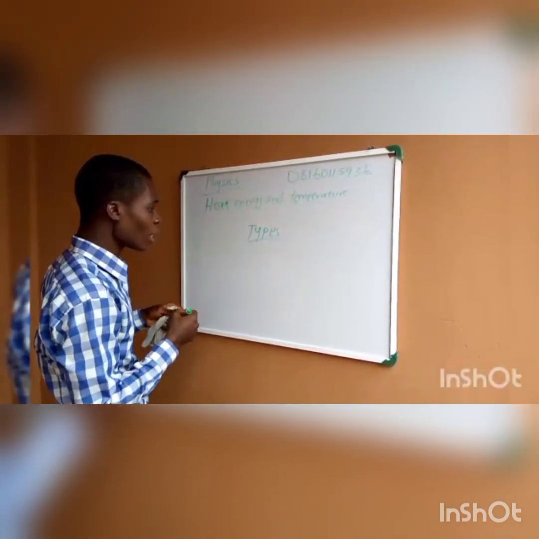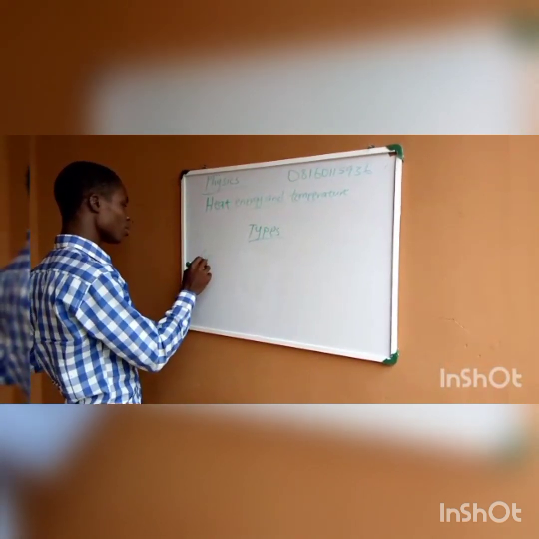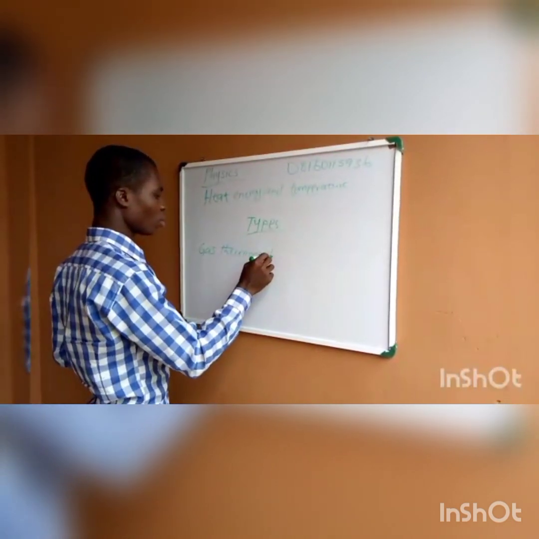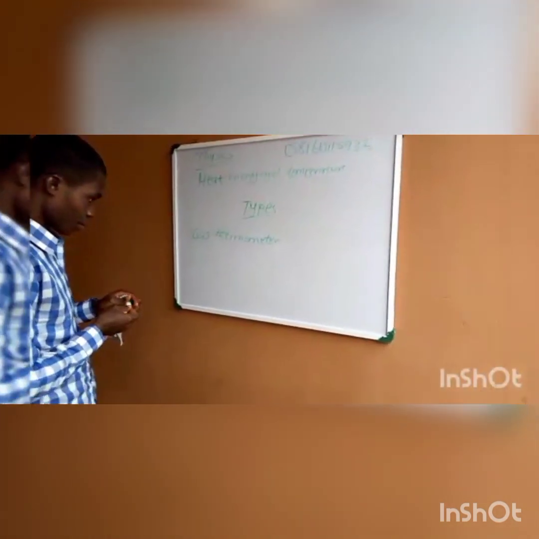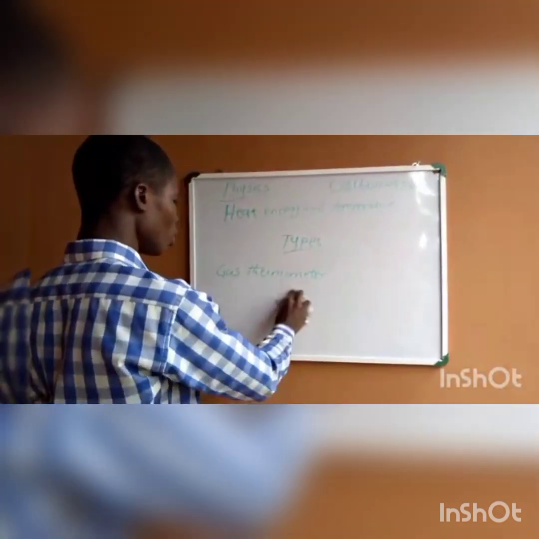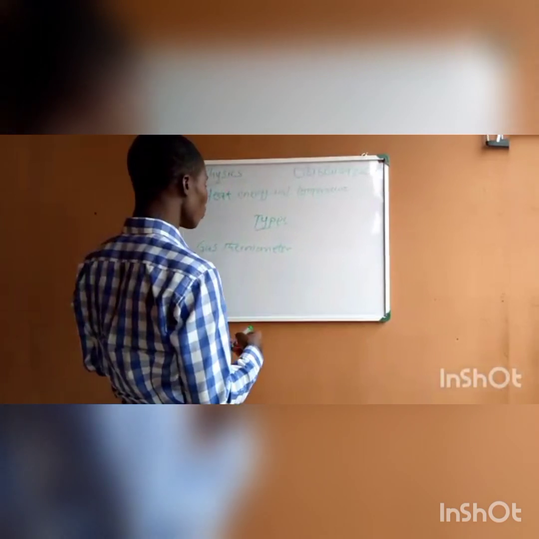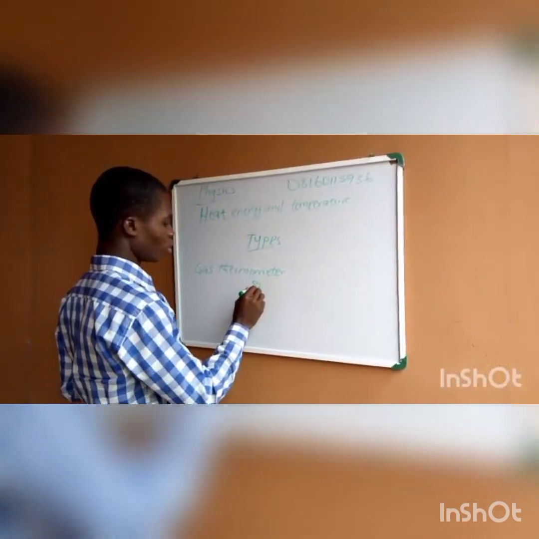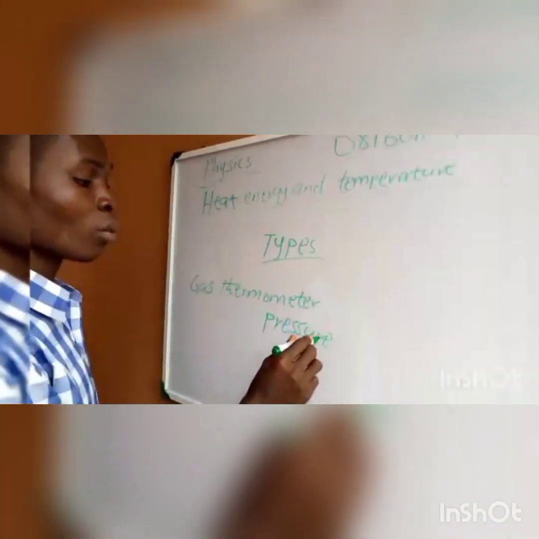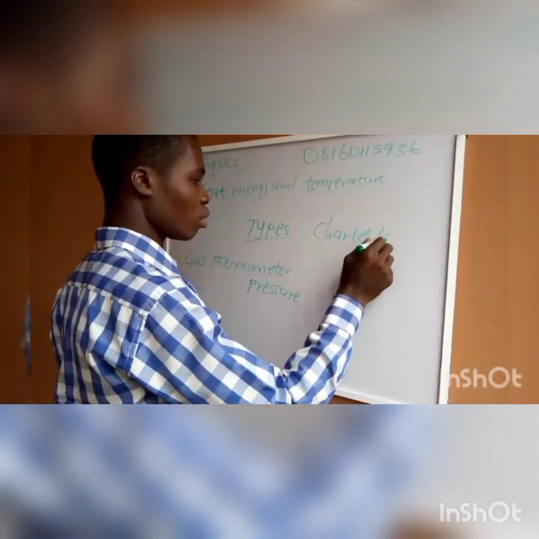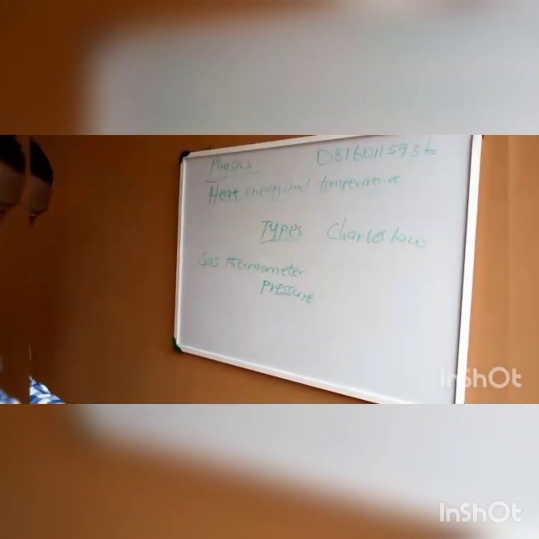So another type of thermometer is what we call the gas thermometer. The gas thermometer uses the change in the pressure of a gas, and not the volume, as the temperature changes. So it uses the Pressure law. But the one we have just done, the liquid in glass thermometer, uses Charles law. The gas thermometer uses the Pressure law.